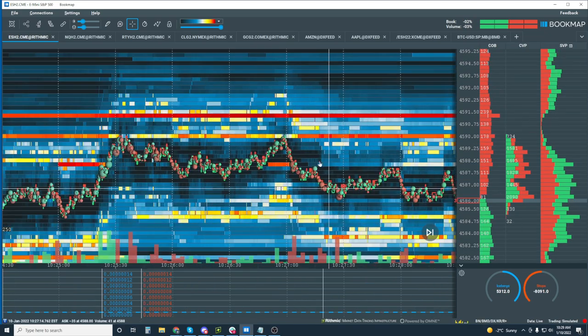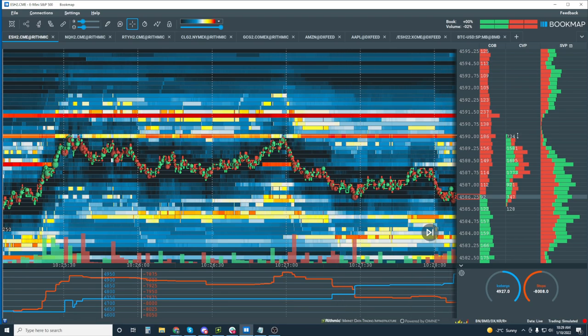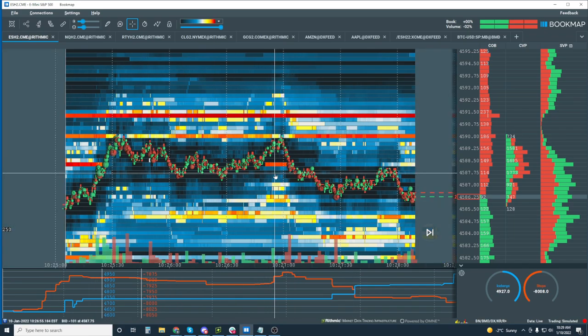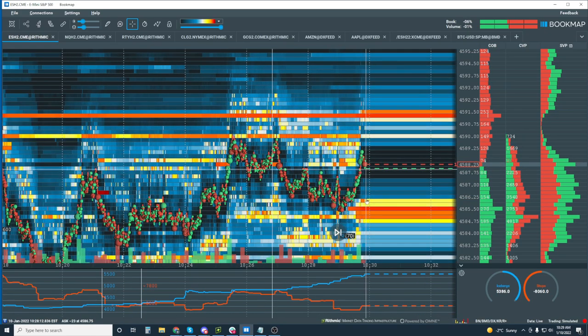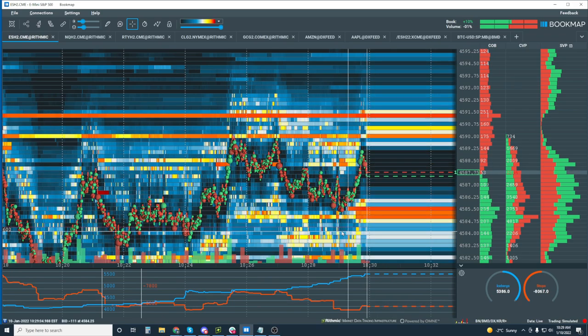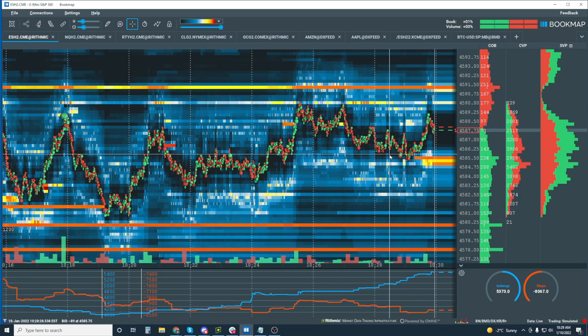Did it trade 90? Looks like it did. It even traded 90. Very few. Well, not so few, 734 traded at 90. Okay, so anyway, they're still trying here. As you can see, buyers coming back in.